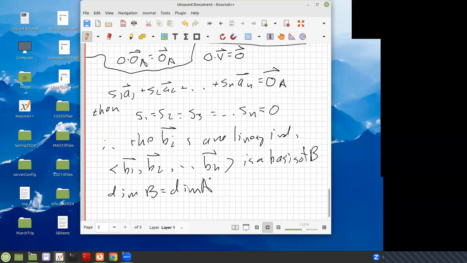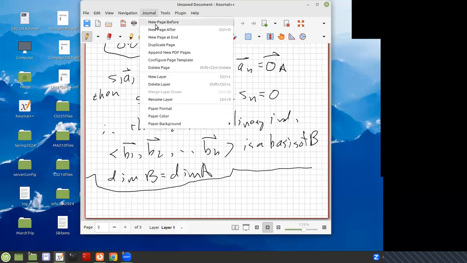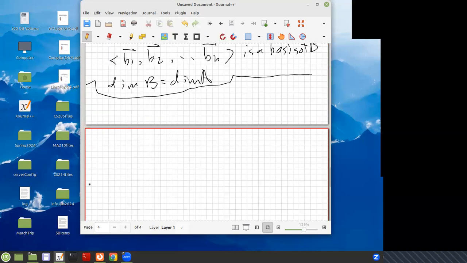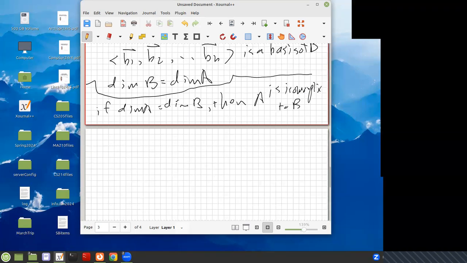Well, in the text, it also points out that we could use a very similar argument to show that if the dimension of A equals the dimension of B, then A is isomorphic to B. That is, there is a linear map that's one-to-one and onto between A and B.